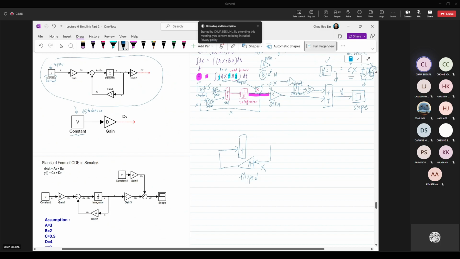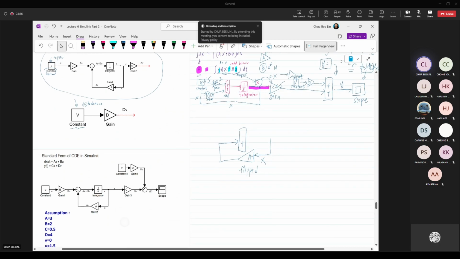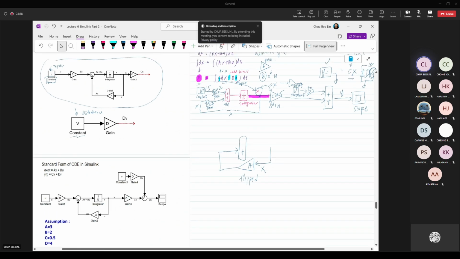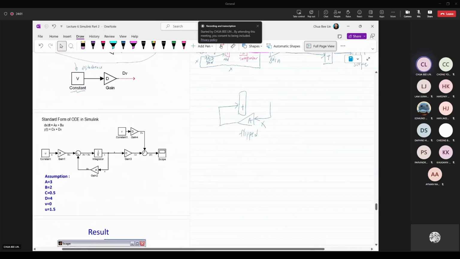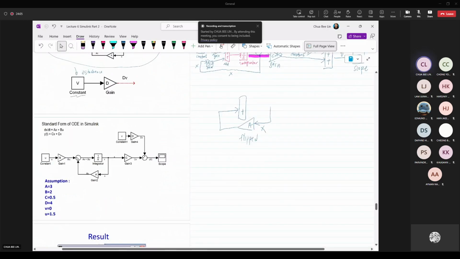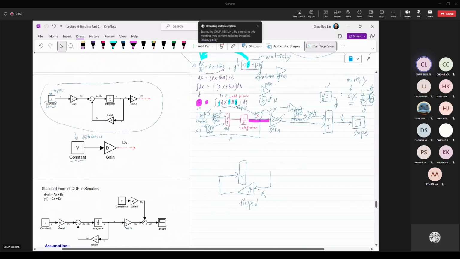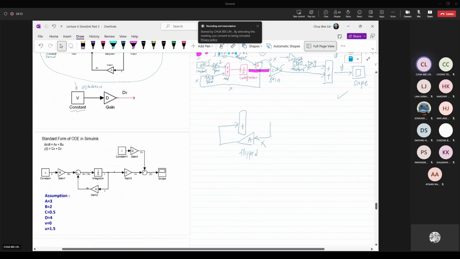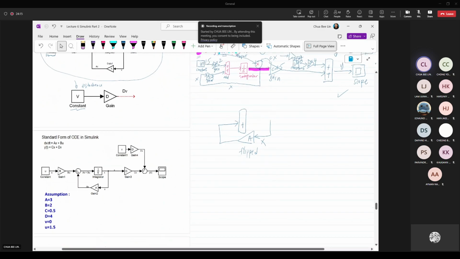And then C equals to 0.5. My C is here, equals to 0.5. Okay, and then my D equals to 4. So this one, D equals to 4. V equals to 0. And then U equals to 1.5. Okay, done. So this is the sketch you need to provide during your test and also the final exam for the Simulink related question. Okay, so this one done.